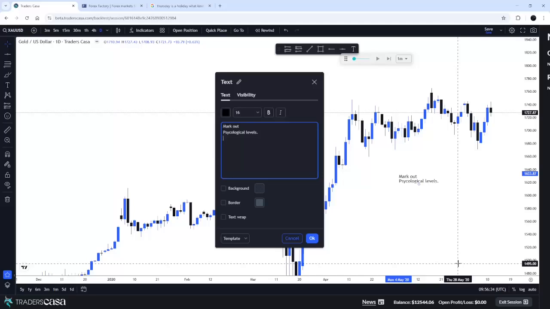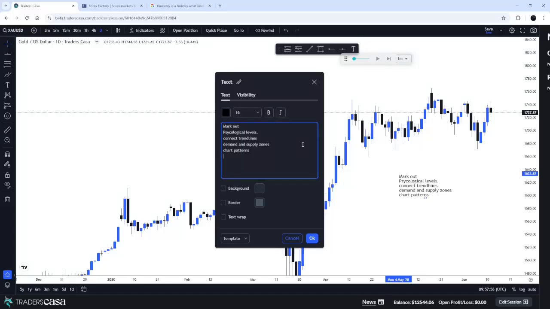Then the next thing is to connect trend lines. Then we look at our demand and supply zones. Demand and supply zones. Then after demand and supply zones, we look for chart patterns.